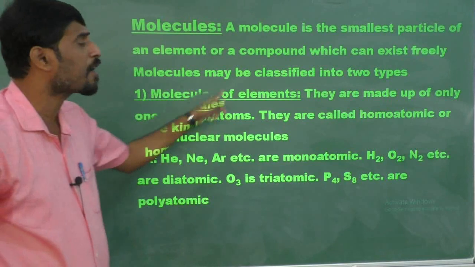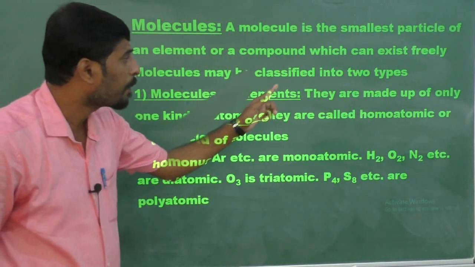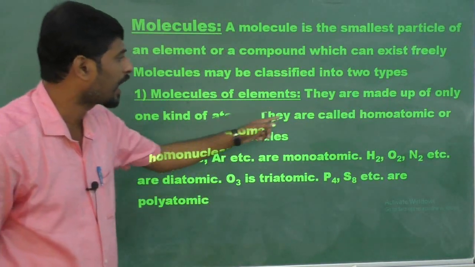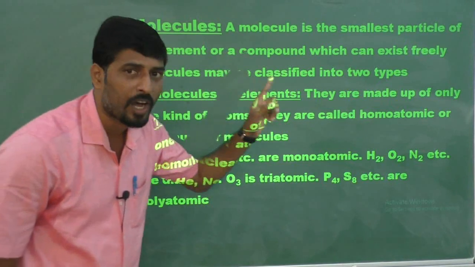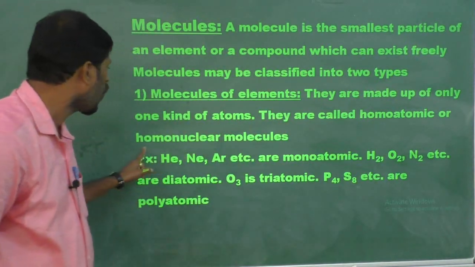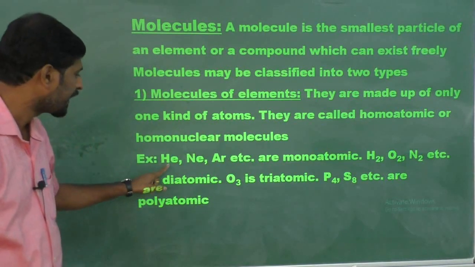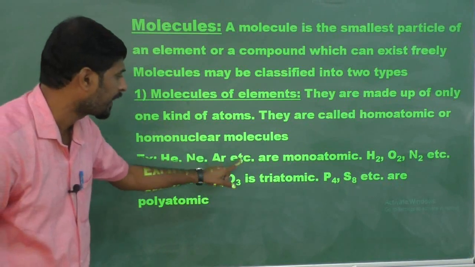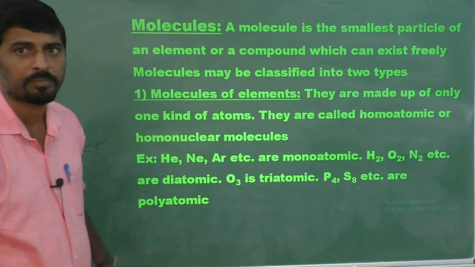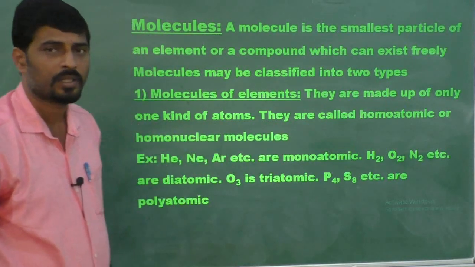Molecules of elements are made up of only one kind of atom. They are called homoatomic or homonuclear molecules. For example, helium, neon, argon, etc. are monoatomic, because only a single atom of one kind is present.